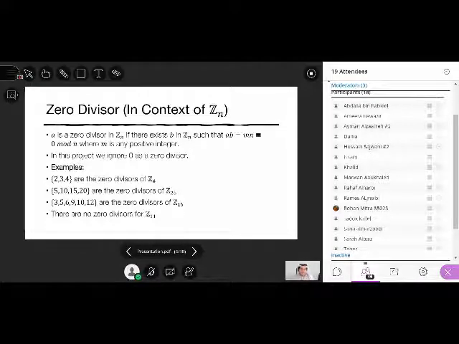So we say a number a is a zero divisor in Zn if there exists another number, we call it b, also in Zn, such that ab is equal to some multiple of n. Instead of saying multiple, I just wrote m: some multiple of n, which is congruent to 0 mod n. So if we divide it by n, the remainder we get is 0, where m is any positive integer. Now, in this project, we ignore 0 in Zn as a zero divisor.